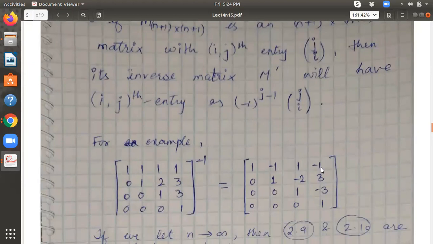Similarly, there is no minus here. There's a minus here. There is a minus here, but since it is 0, it does not show up. There is no minus here because it's entry 2, 2. This is 2, 3. So 3 minus 2, there is a minus sign, and so on. You see this, right? Yes, ma'am.